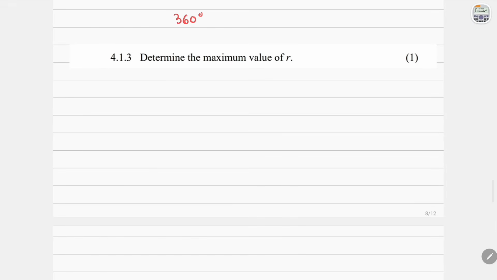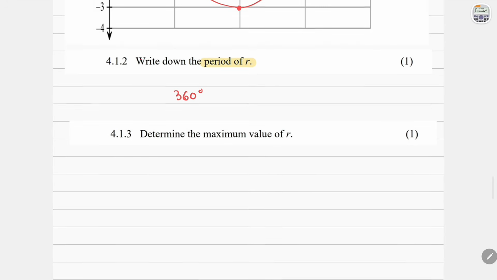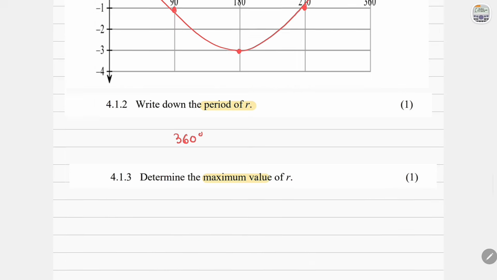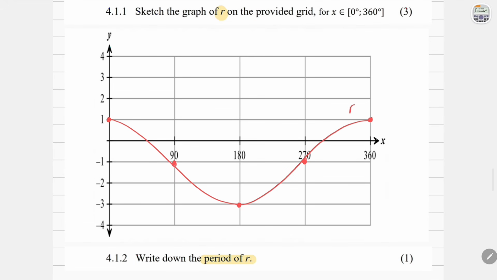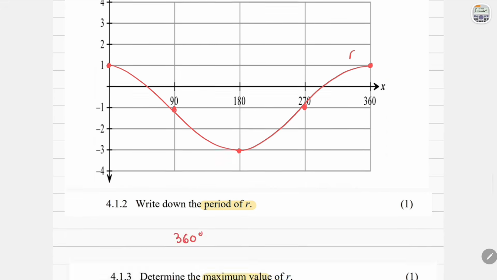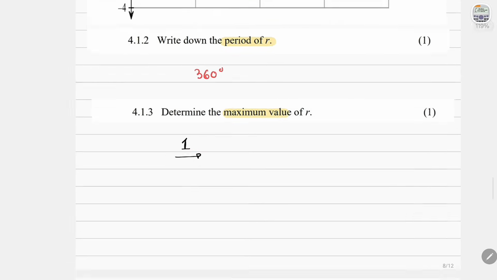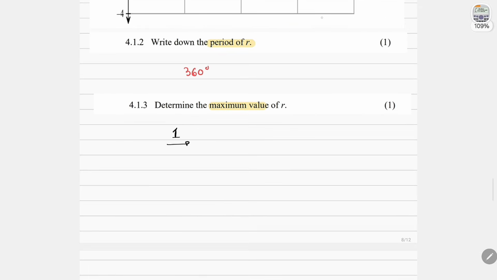Question 4.1.3 says, determine the maximum value of r. So we can determine this maximum value because we've already drawn this graph. So what is the highest value, the highest y value that this graph reaches? So its maximum, you see that the highest it reaches is 1. Also reaches 1 over there. So the maximum value of r is simply 1. And that's our answer. Moving on to the next question.